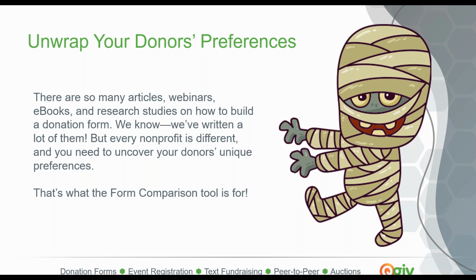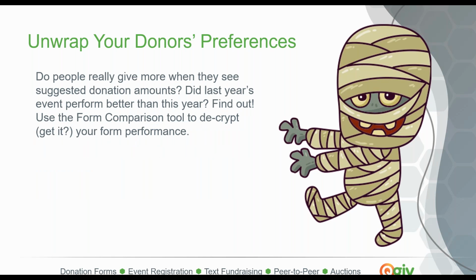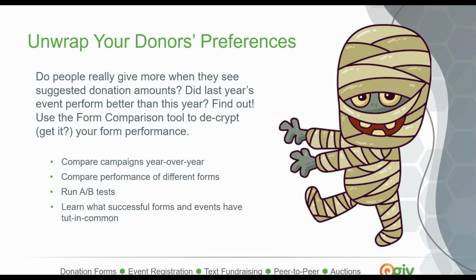So we have this really cool tool called the form comparison tool that you can use to get an insider's look at what your donors prefer. You can look at a few different things. You can see whether or not donors are more likely to give if you include an impact statement next to the suggested gift amounts, or you can compare last year's summer fundraising event to this year's summer fundraising event. You can do this by taking just a few simple steps. You can take these two forms, put them side by side, and compare them one over the other.